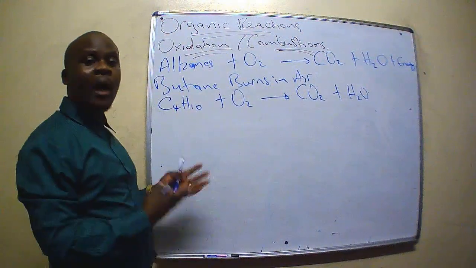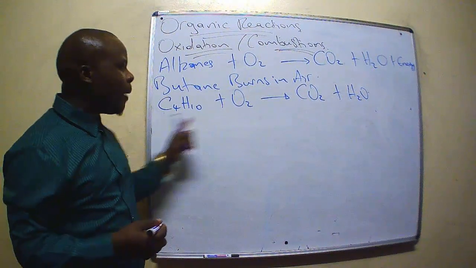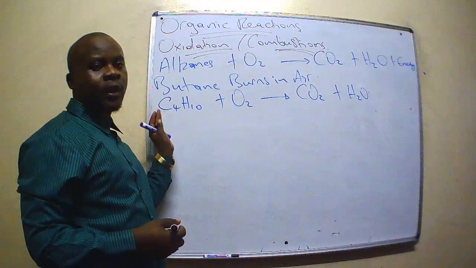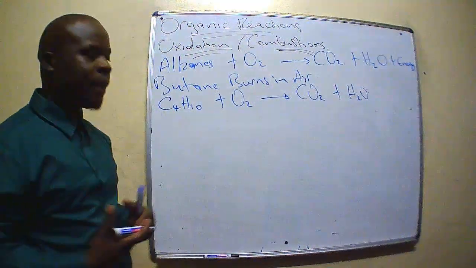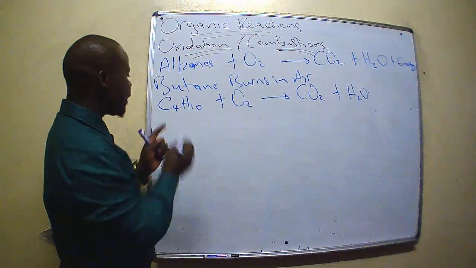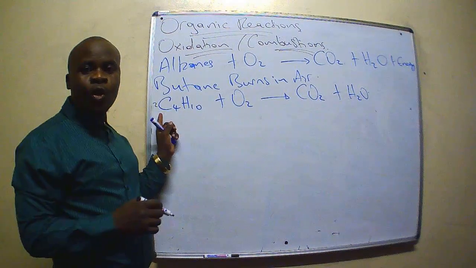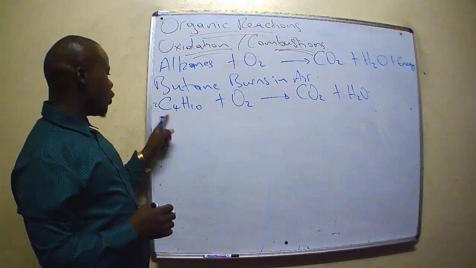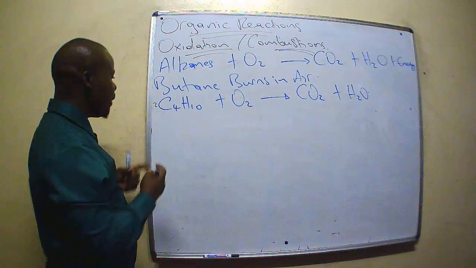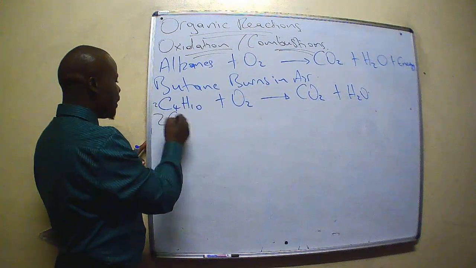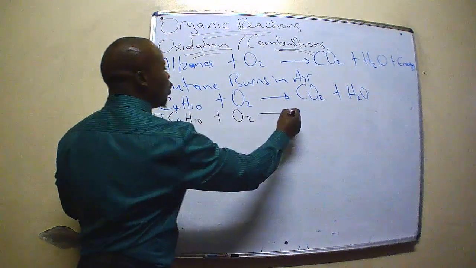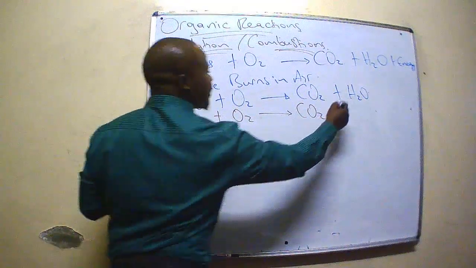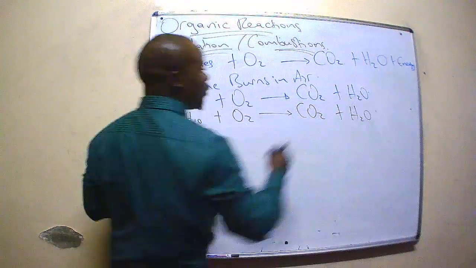So what is going to happen next is that we want to balance the molecules on the left hand side and the molecules on the right hand side. How do we balance them? First and foremost, you must introduce a 2 on your alkane. Introducing a 2 on the alkane, it means we're going to have 2C4H10 plus O2 and carbon dioxide plus water molecule.